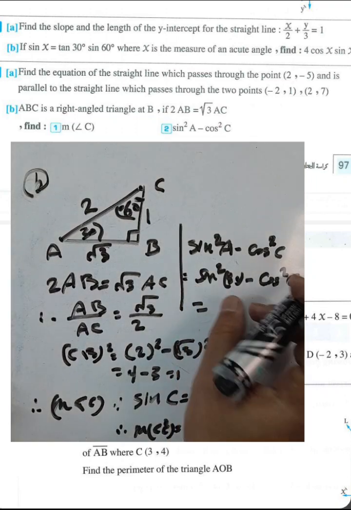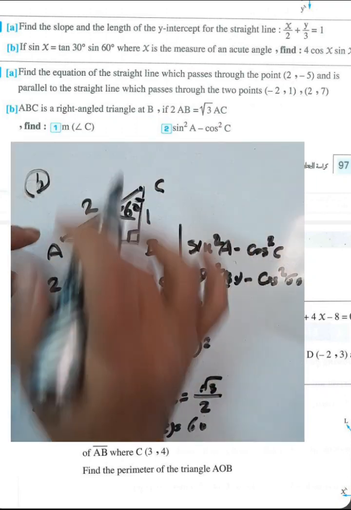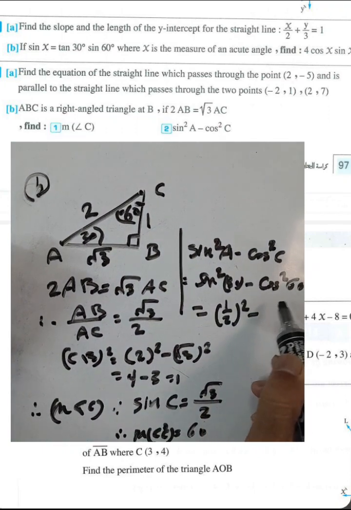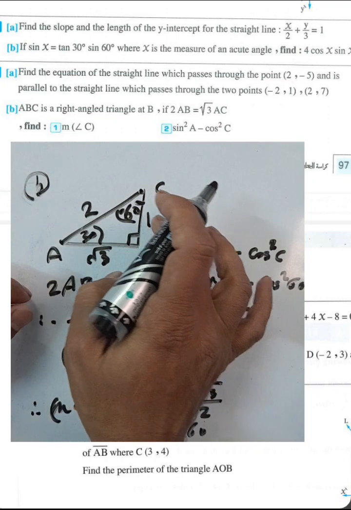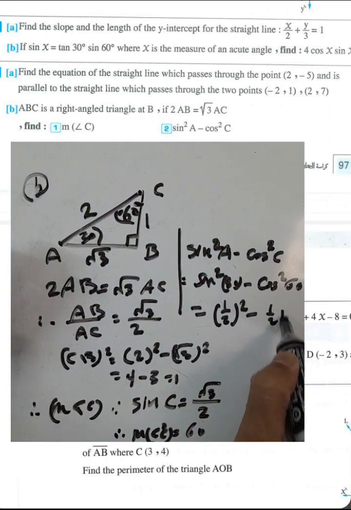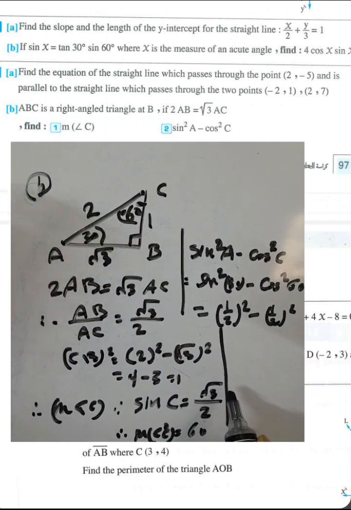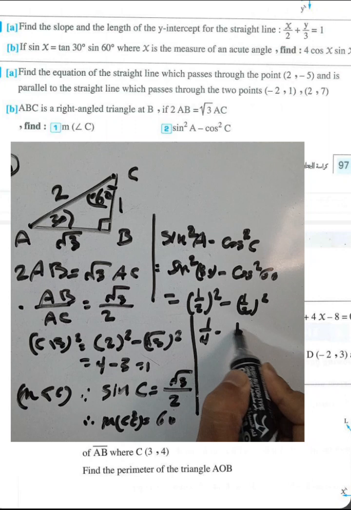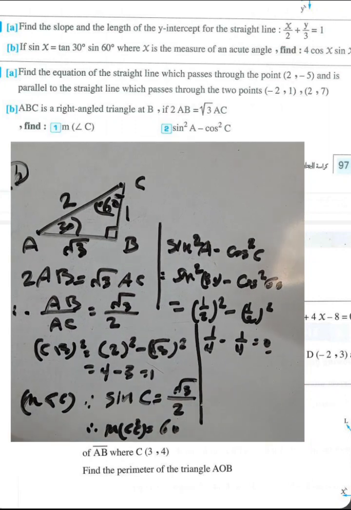Power 2 about sine 30. Sine 30 will be 1 over 2. Then we can write 1 over 2, all power 2, subtract cosine 60, which will be 1 over 2, again 1 over 2 power 2. Then the difference between them equals 0, because the result here will be 1 over 4 and the result here 1 over 4, so 1 over 4 minus 1 over 4 will be equal to 0.